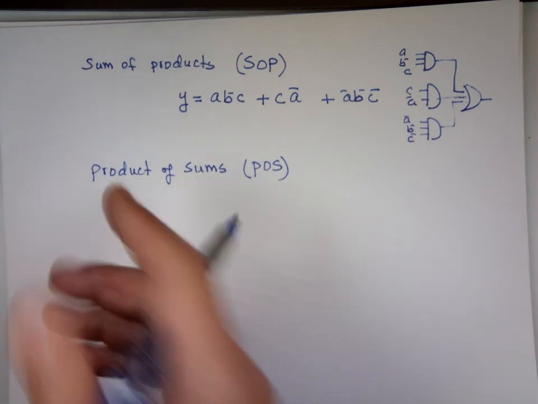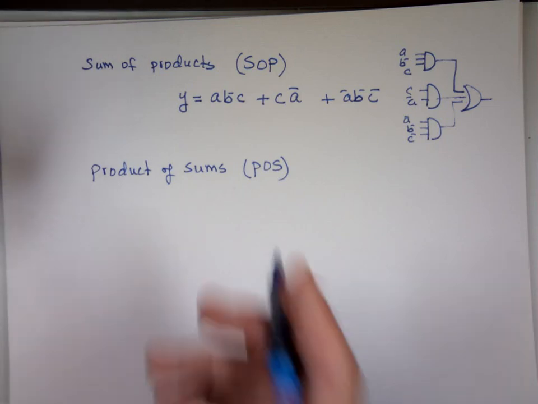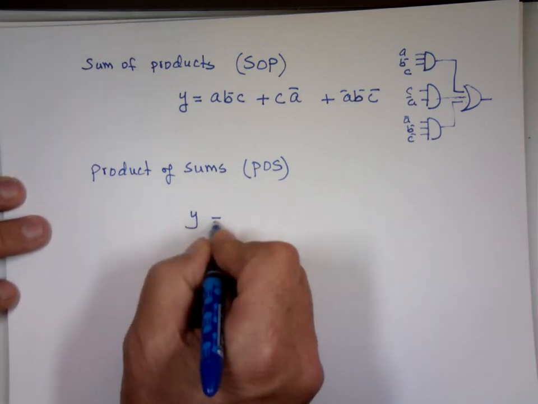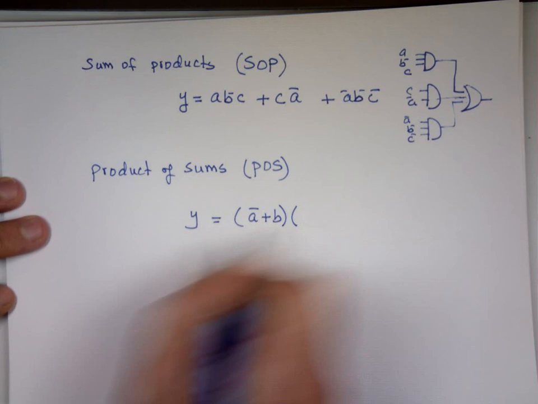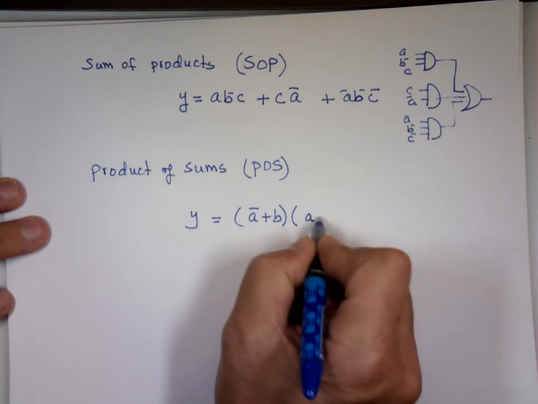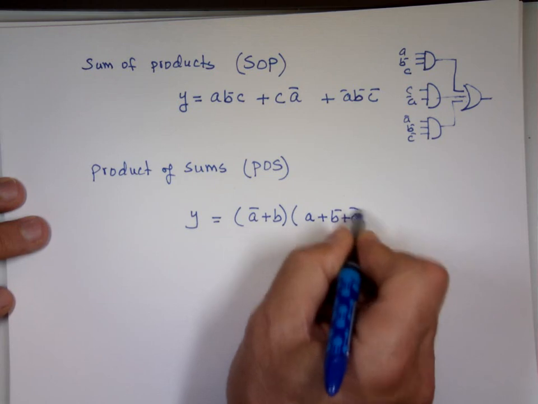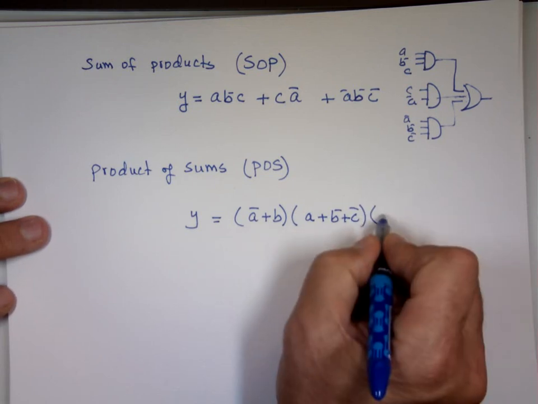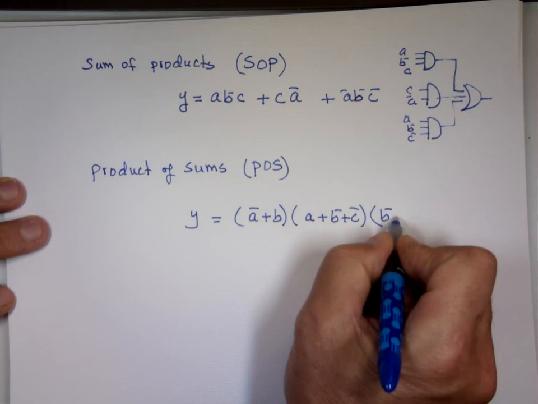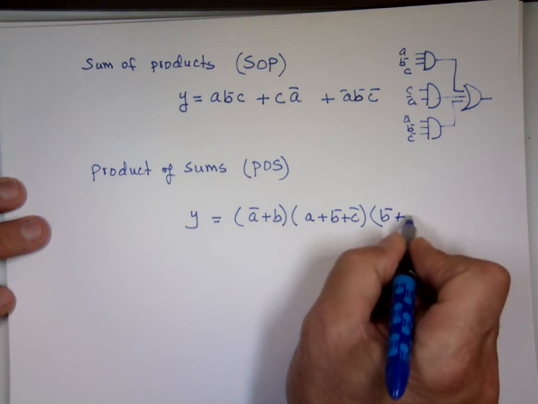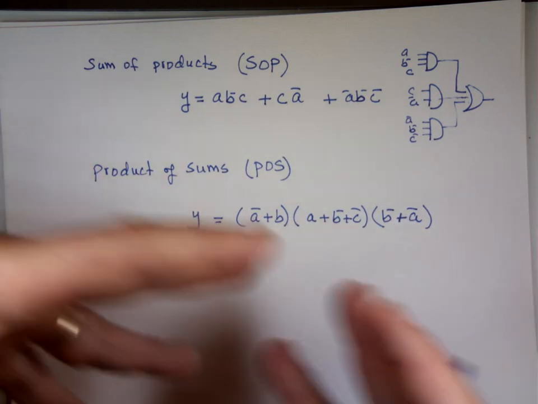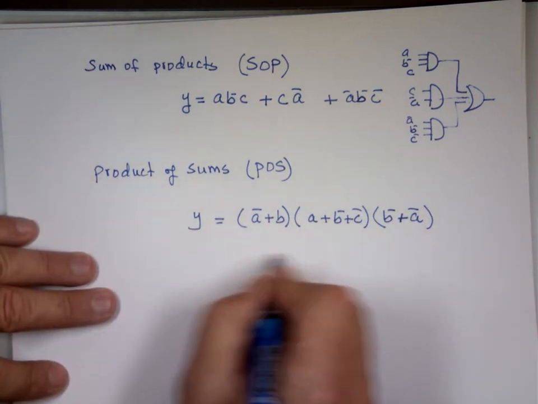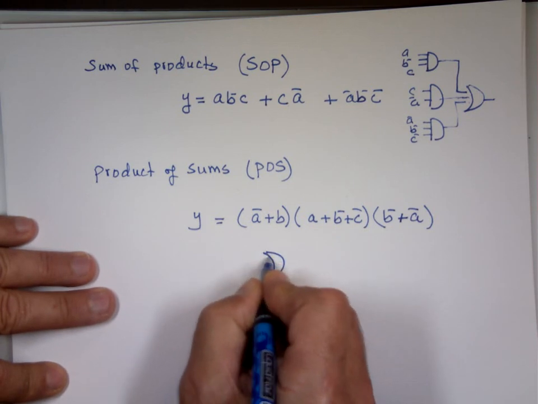Now the product of sums, listen to the name, product of sums. So it might look something like this. Y equals A bar plus B, ANDed with A plus B bar plus C bar, ANDed with B bar plus A bar. I'm just making things up. These are sums, and at the end, what are you going to do? Multiply them together.